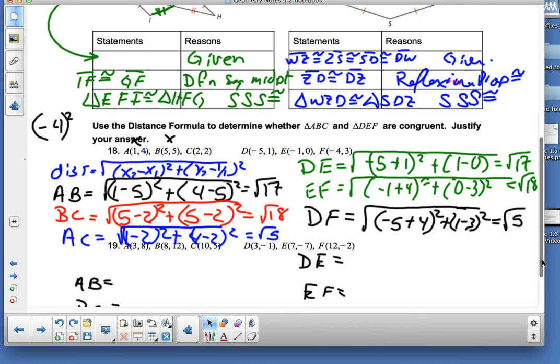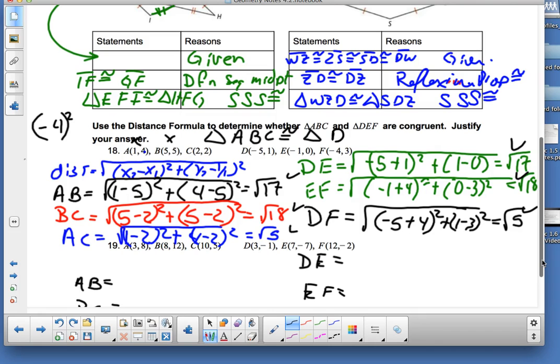Now I have some folks wondering why I didn't just take the square root of them. Well, if I did, it would still work. I'd just be comparing the decimal answers. This way, I'm just comparing, hey, look, the 5s are the same, the 18s are the same, square roots of, and the square root of 17s are the same. So I know these two triangles are congruent because they have the same side measures. So I have triangle ABC congruent to triangle DEF because of side, side, side congruence.